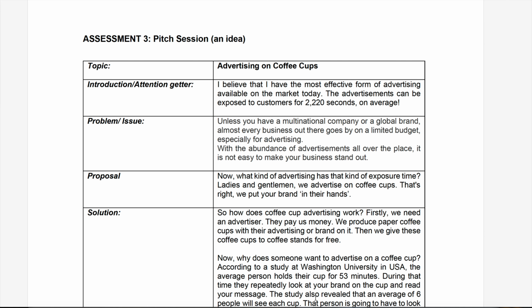Now, on the screen, we have a sample draft of an outline for pitching, and we have two columns. The first column is the things that you need to include in your pitching, and the second column is basically the draft of your pitching. You're not required to submit the draft or the outline. However, in order to do your pitching presentation, of course, you need to first draft your pitching speech.